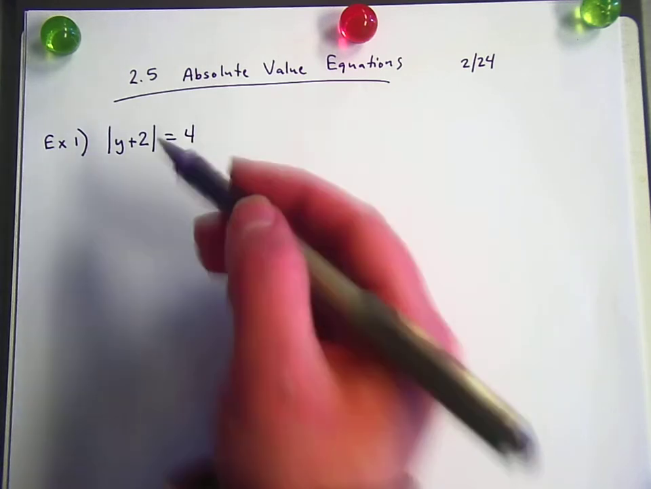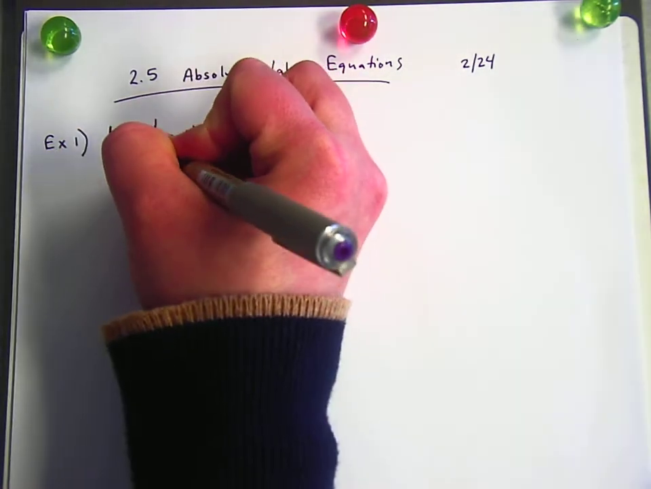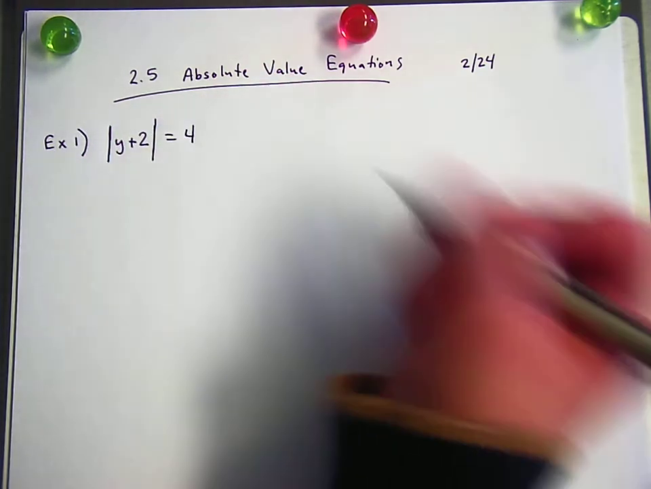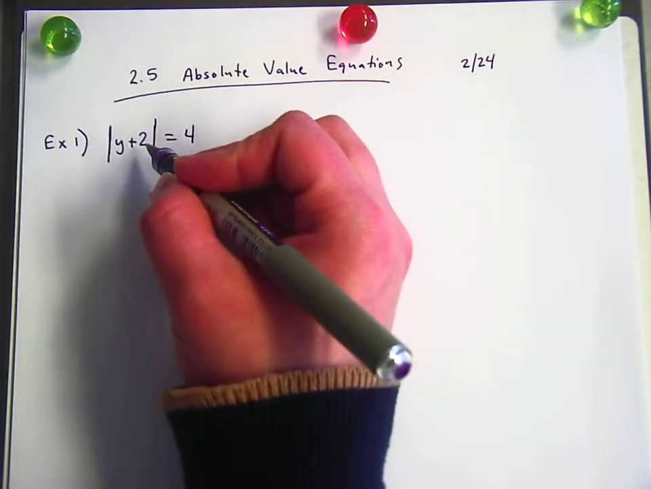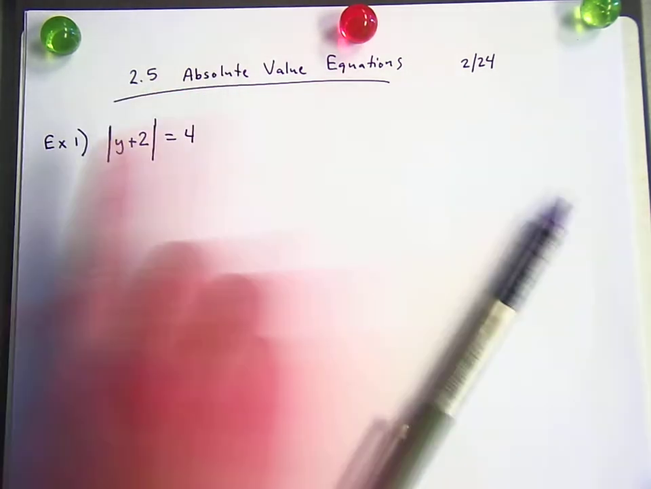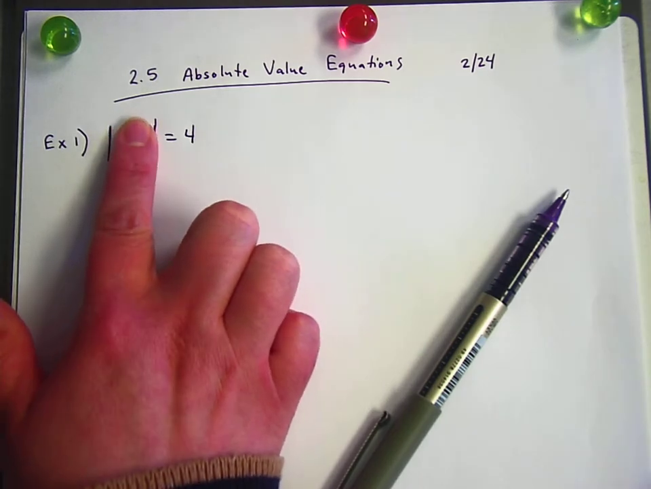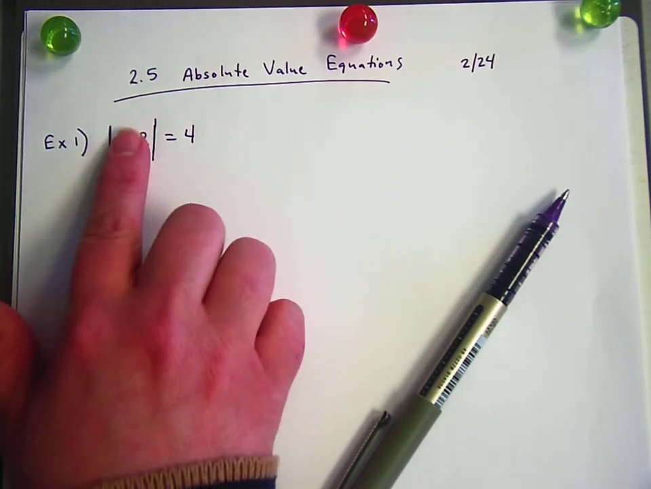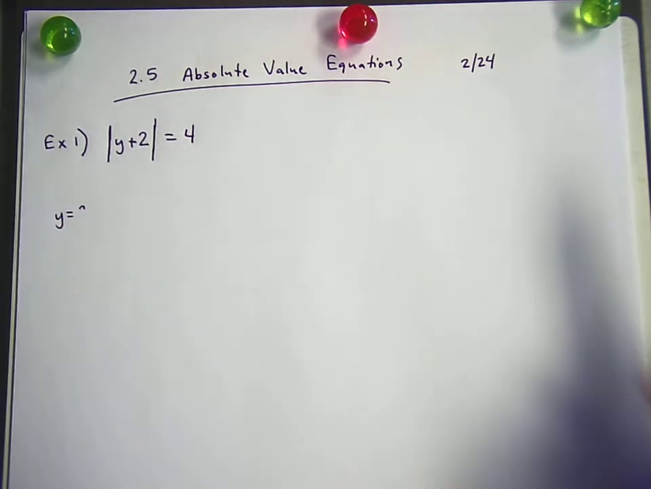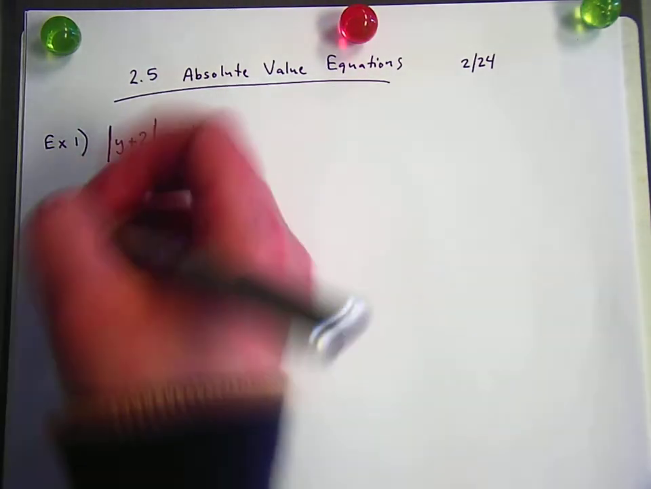So, what this is saying is that the absolute value of this stuff equals 4. And this stuff is kind of like a number on the inside. So basically, whatever y plus 2 ends up to be, the absolute value of it is going to equal 4, which means that the stuff inside, y plus 2, has to either equal positive 4 or negative 4.